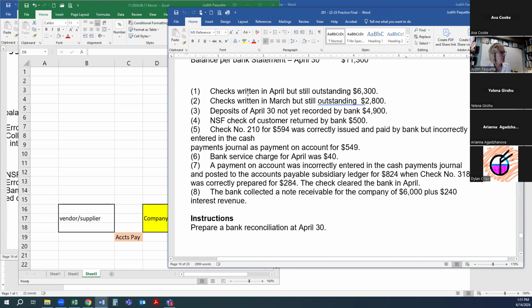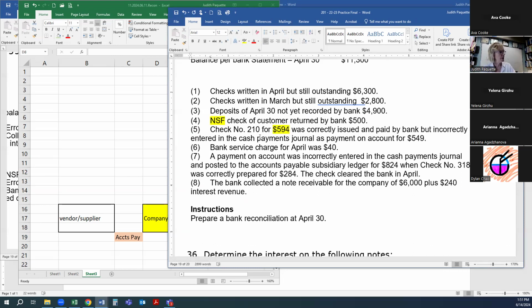Okay. So checks written but still outstanding. Checks written in March but still outstanding. Those will be in the same category of outstanding checks. Deposits not recorded. And then here we go, NSF check. The alignment there isn't great.